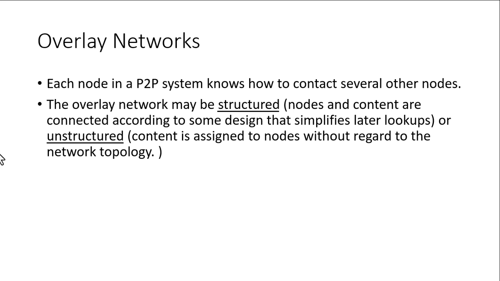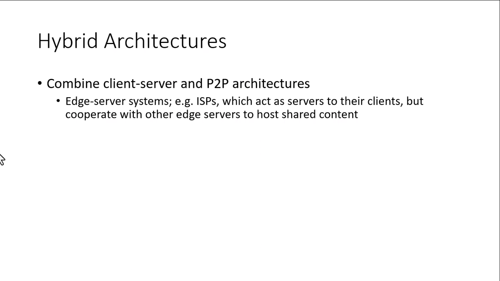So this means in a structured overlay network we follow some specific topology, and it may be unstructured, so there is no specific structure followed. There is another mixture category which is called hybrid architecture. So what does hybrid architecture do? It actually combines both the client-server, meaning centralized, and P2P, meaning decentralized, architectures.